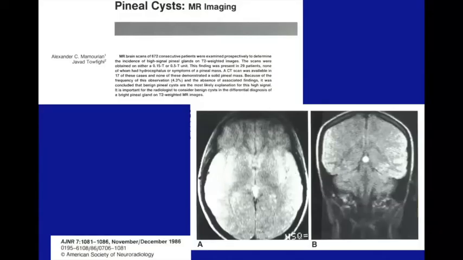This is a paper we did in 1986 where we were noticing these bright areas here in the pineal region. Notice the quality of the imaging in 1986 on these low field MR scanners. We've come a long way in that regard. But we noticed in about 4% of patients, we were seeing these cystic lesions in the pineal region.